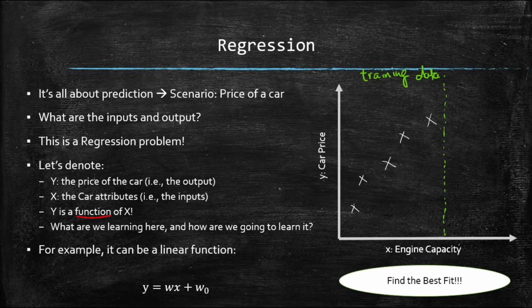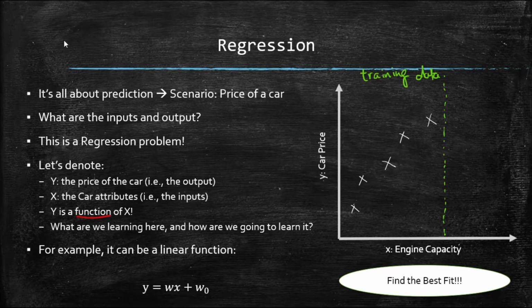Now, let's say that we assume there's a linear relationship between the two. In that case, if I ask you how many possible lines you could come up with in this graph, well, the answer is an infinite number of lines.